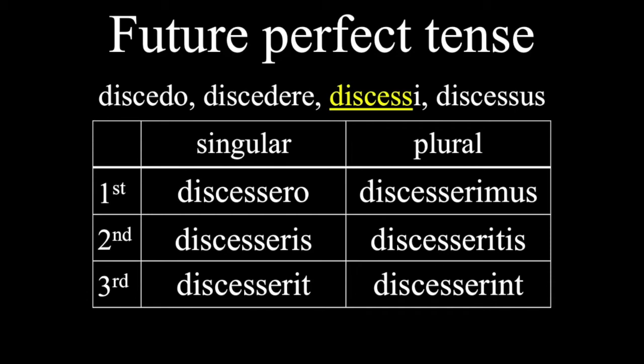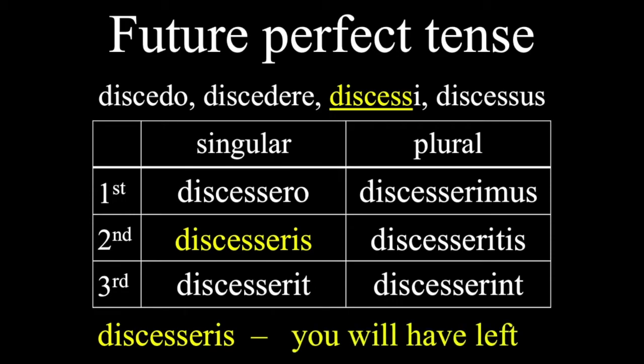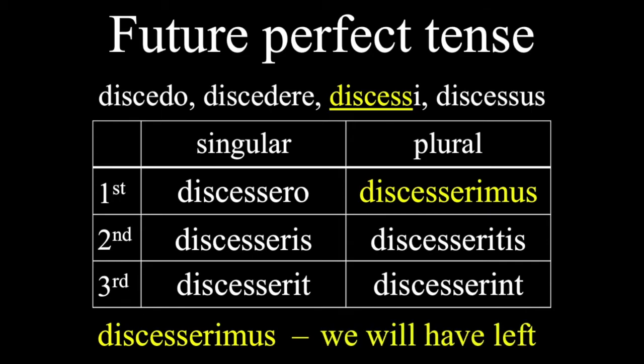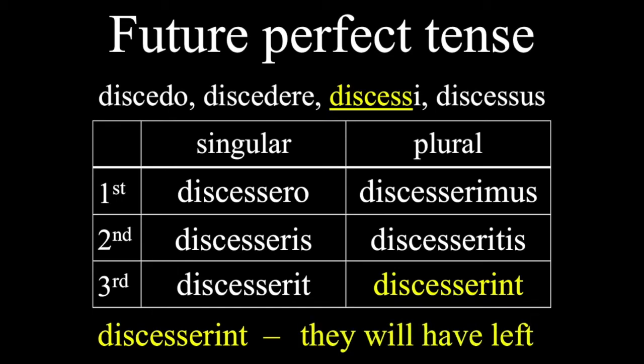Now for the English meanings. Discesero means I will have left. Disceseris is you will have left. Disceserit is he or she will have left. Disceseremus, we will have left. Disceseritis, you will have left. And disceserint means they will have left.